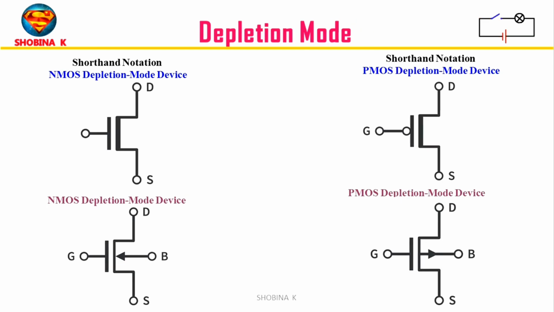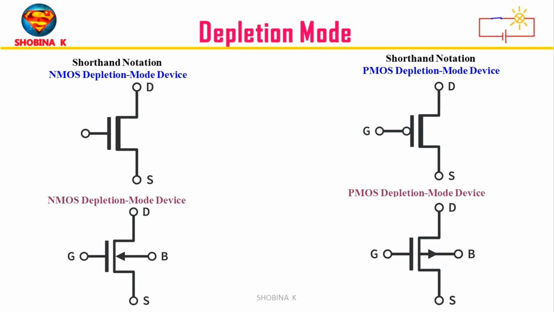Again, let's see N MOSFET and P MOSFET in depletion mode. First, N MOSFET in depletion mode. Here the channel is represented by a solid line. The arrow still points inward, the same P to N direction as before. And all other elements remain the same as the enhancement NMOS.